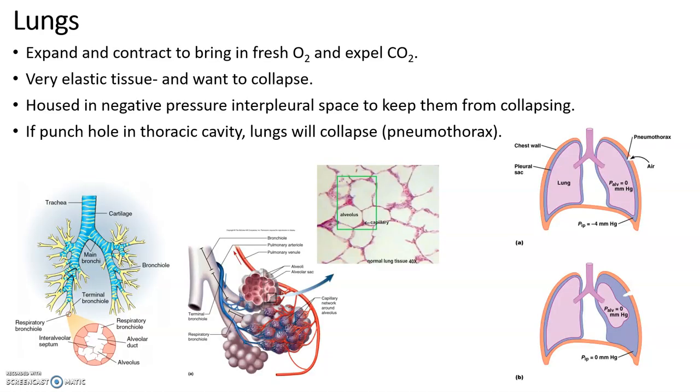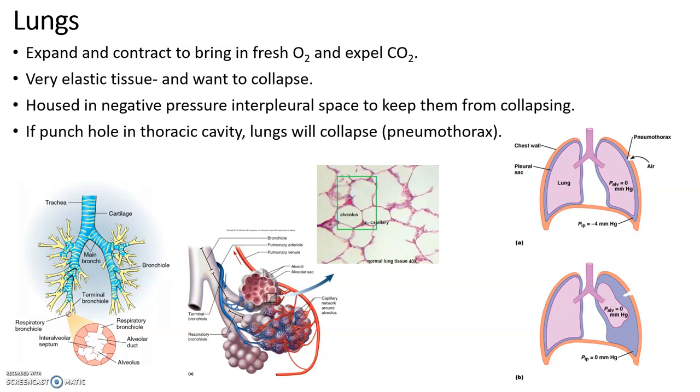exercise. So the lungs, they are very important to us because they're what bring in the oxygen to our blood, and they're also what helps us to get rid of carbon dioxide from our blood. You want to think of these as very elastic tissue, but they're very thin, so thin that in the pressure of our atmosphere they would want to collapse.